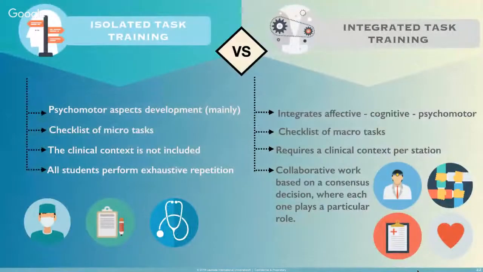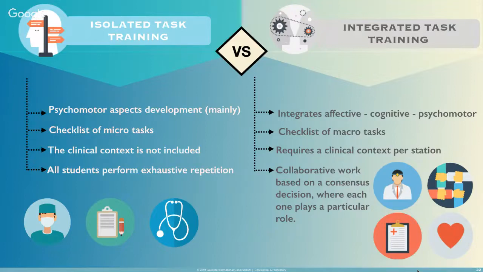As I told you, we have two different task training practices. We have integrated task training and isolated task training. The isolated task training sessions are organized in different stations. And here, each station promotes the development of some part of the entire skill. It's going to cover mainly the psychomotor aspects. Of course, some people question if we can use task training for other kinds of skills that are not psychomotor skills.